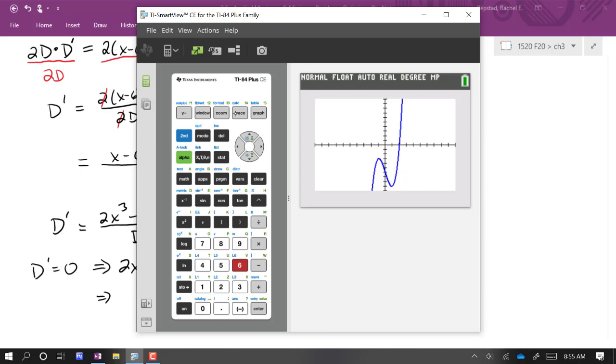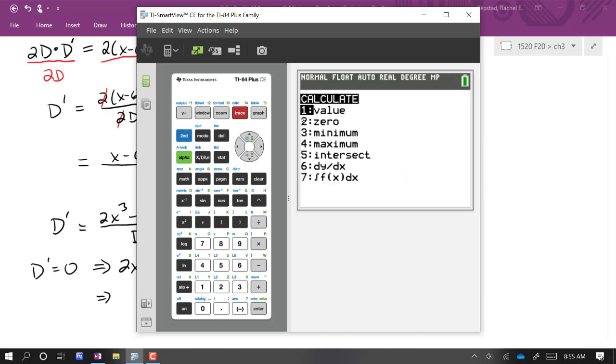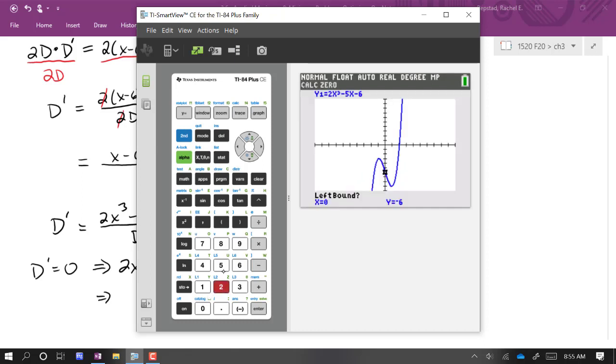I'm going to hit second trace. That'll bring up the calc menu. And I want the 0. I want to know where it crosses the x-axis, so that's option 2. It's going to ask me for a left bound and a right bound.